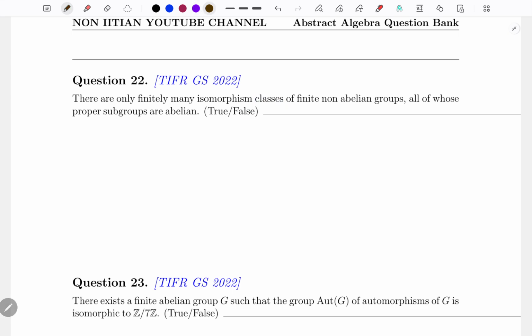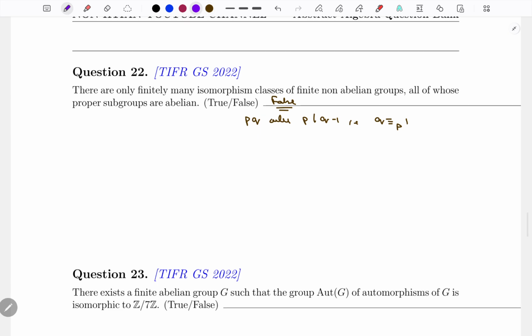Probably this particular statement is false, though I'm not quite sure. I think it has something to do with groups of order pq where p divides q minus 1, that is, q is congruent to 1 mod p. Okay, I've got the proof. We'll come to this in the next lecture, but I've got the proof.